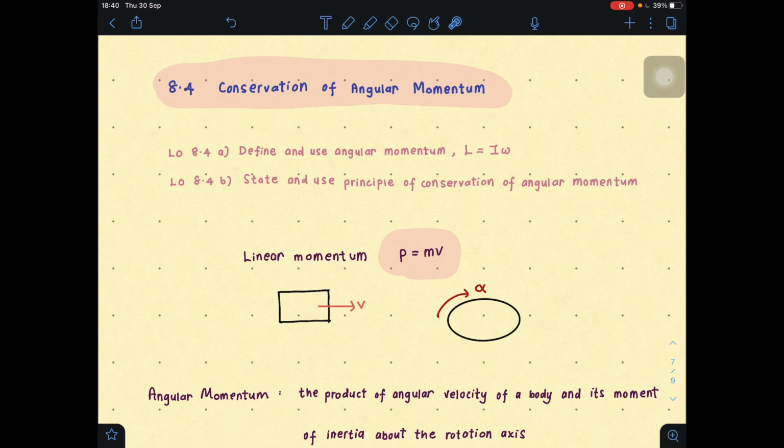So the same goes for rotational motion. Any object that is rotating will have momentum. Now we call it angular momentum because the object that rotates does so with angular acceleration. That's why we call it angular momentum.